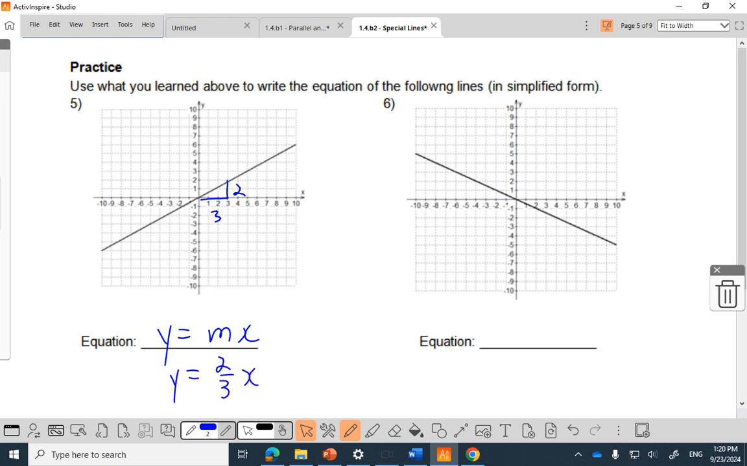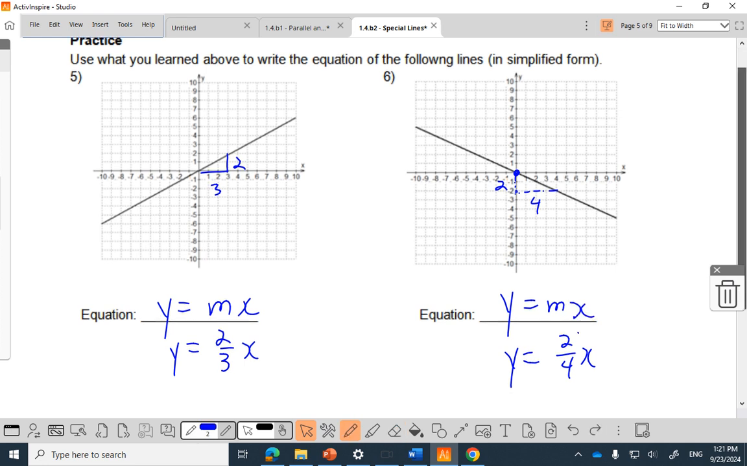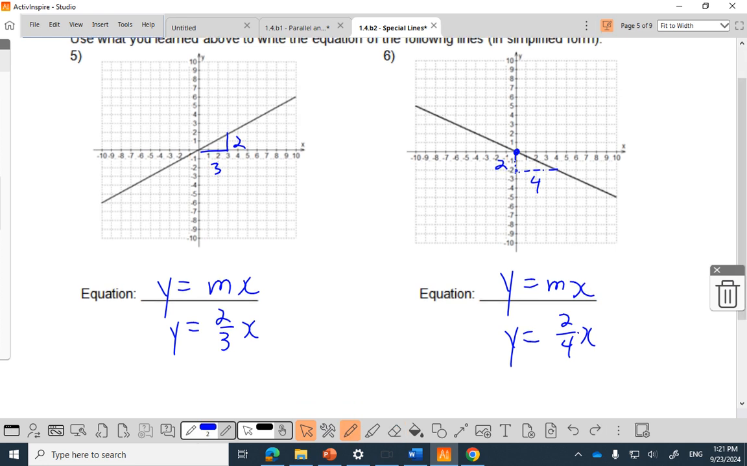How about this one? Does it go through the origin? Yeah, so again, it's going to be y equals mx. So we just got to find the slope. I think it goes down 2 over 4. I'm going to make a mistake here, see if somebody can catch it. Actually, it's 2 mistakes at once. I wrote that wrong. Y equals mx is all we need here. So I did 2 over 4x. There's 2 mistakes there. I need some help to fix them.